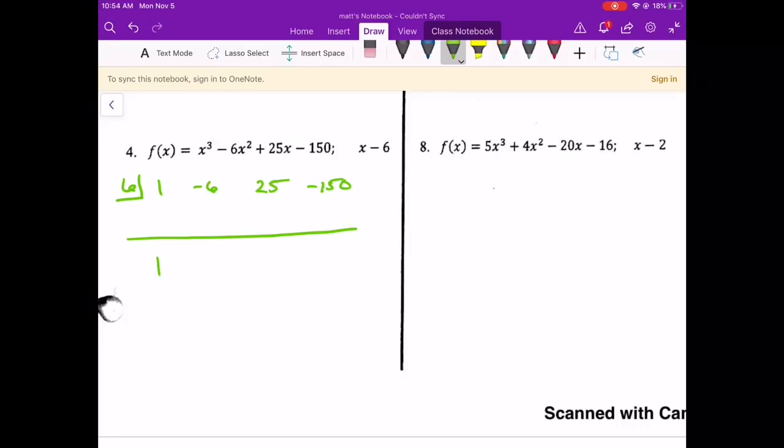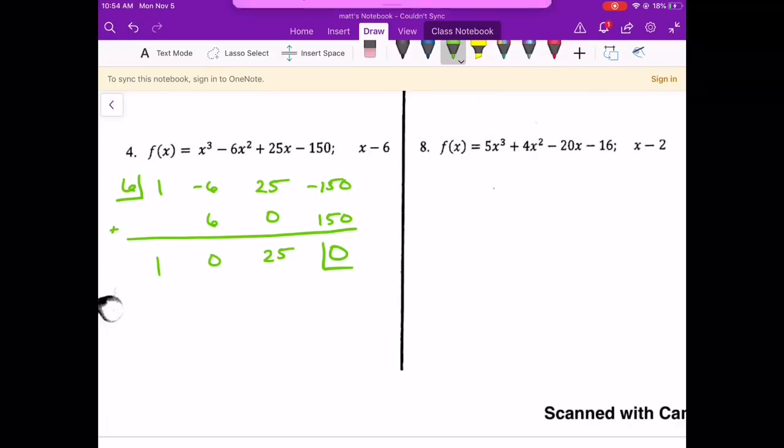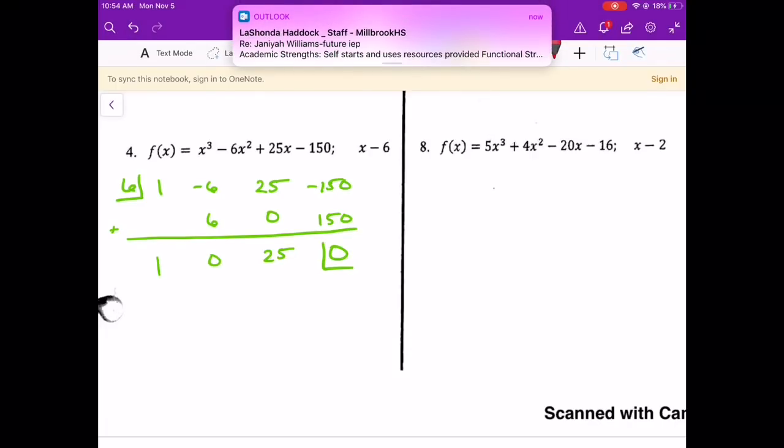Bring down my 1. 1 times 6 is 6. Now you add those together and I get a 0. What's 0 times 6? 0. Add those together, you get a 25. 25 times 6 is 150. Add those together, you get a 0. And again, we've guaranteed that x minus 6 is one of my factors and 6 is one of my solutions.